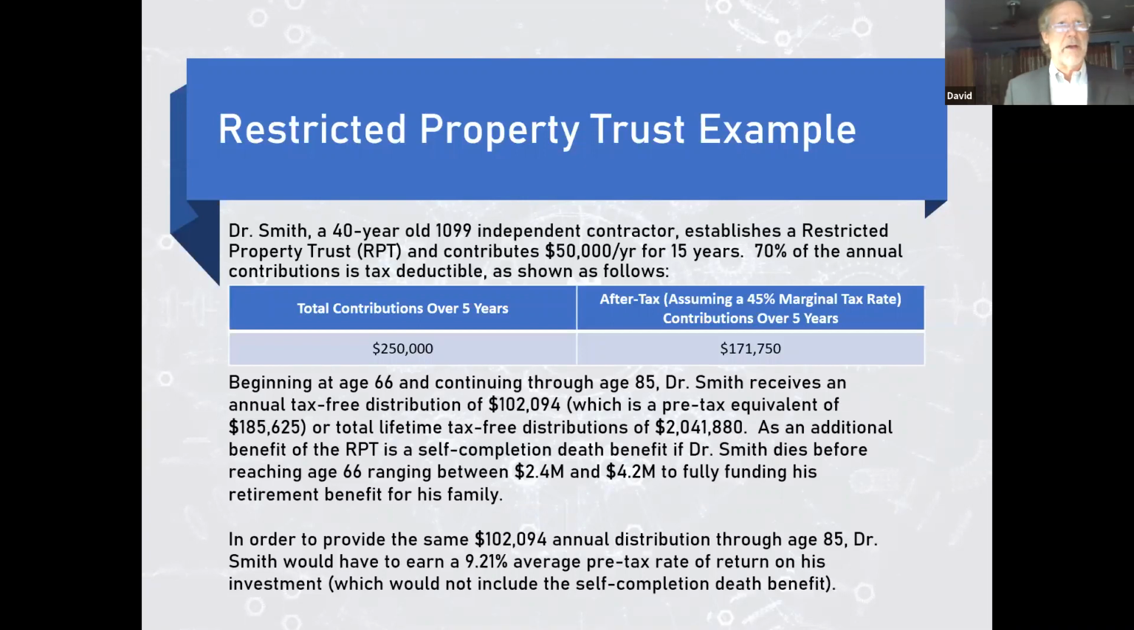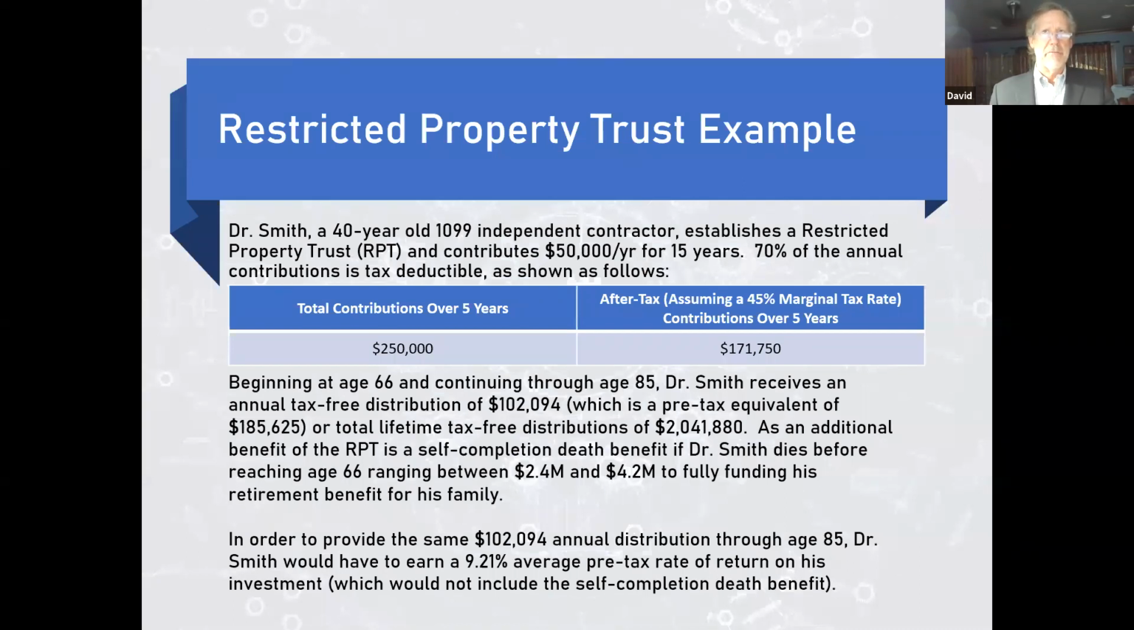So let's just assume we've got a 40-year-old 1099 physician who establishes a restricted property trust, RPT for short, and contributes $50,000, and in this case, since they're young, they're going to do it for 15 years. 70% of the contributions are going to be tax deductible. So total contributions over that, I'm sorry, my math was wrong. I only did it over 5 years. So 15 years, it would have been $750,000, but the math on the right is wrong, but it's all relative.